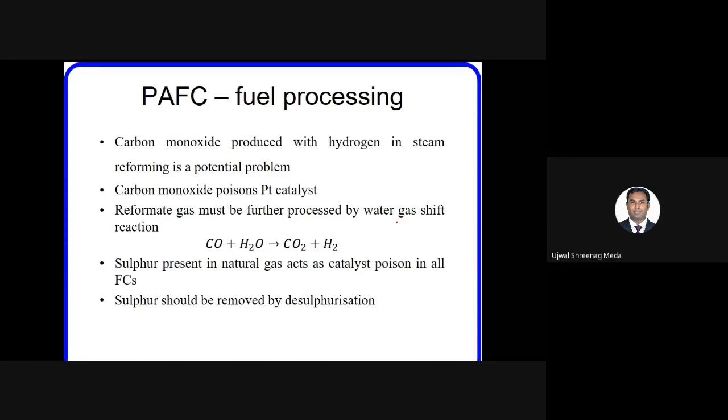Of course, this need not be restricted to the PAFC alone. Just because this is the first time we are talking about fuel other than hydrogen, we are talking about this pre-processing as well. And this might hold good for other fuel cells as well, which operate at a temperature greater than 100 degrees centigrade.